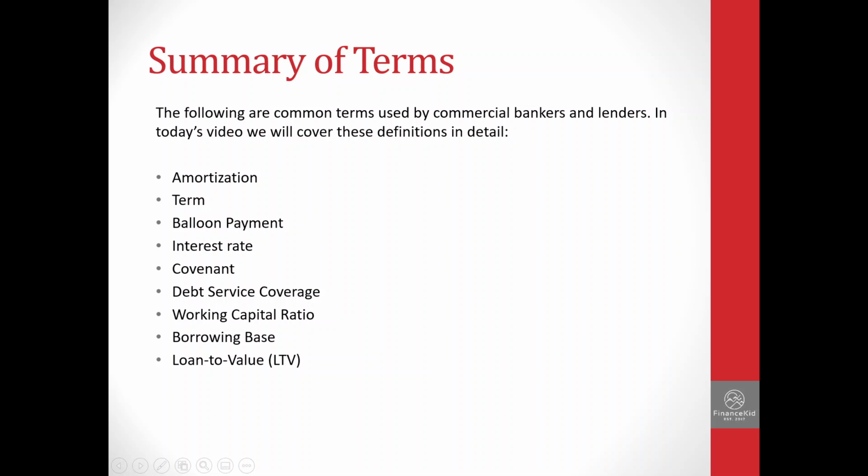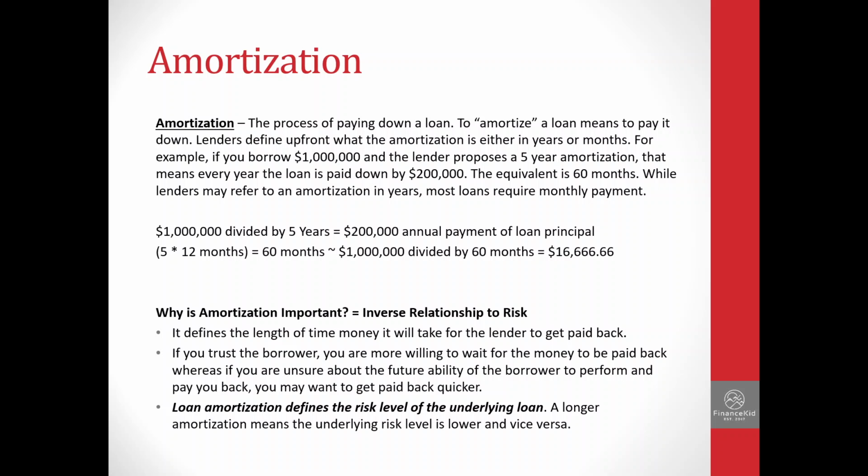So just to look at the terms that we're going to talk about, we're going to look at amortization, term, balloon payments, interest rates, covenants, debt service coverage ratios, working capital ratios, a borrowing base, and loan to value. Each of these are terms that are very frequently used on the job when you're talking to clients. So you want to be comfortable in understanding what they mean, but also how they relate to risk and structuring deals. I'm not going to give you just the definition, but also what it means and how it relates to deals. So let's just jump right into it here.